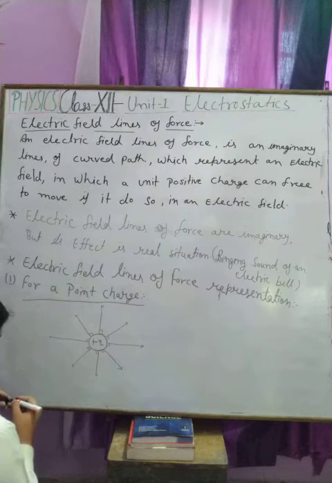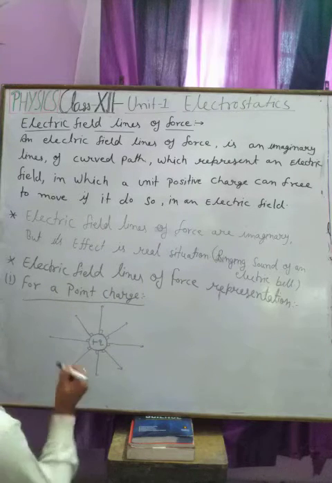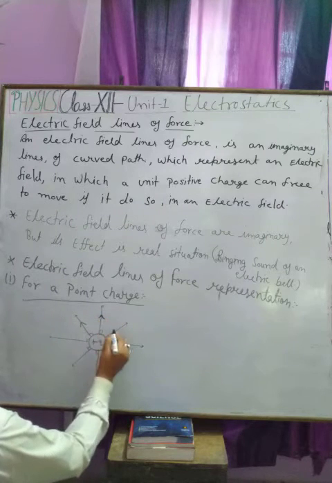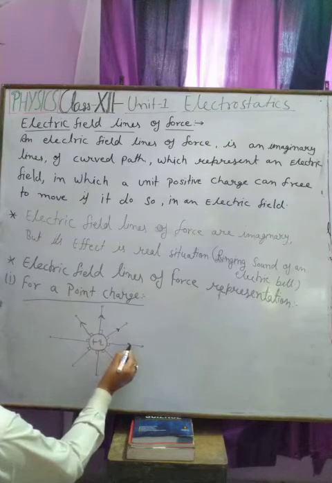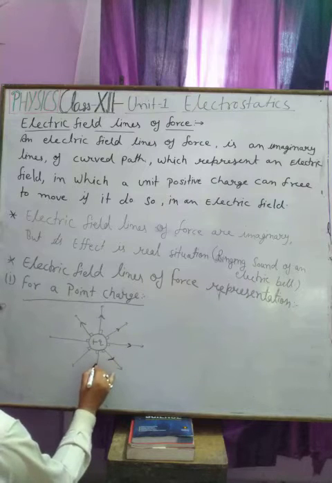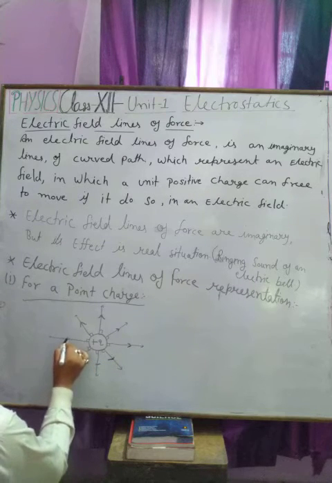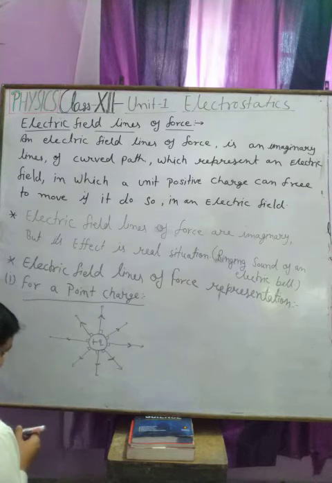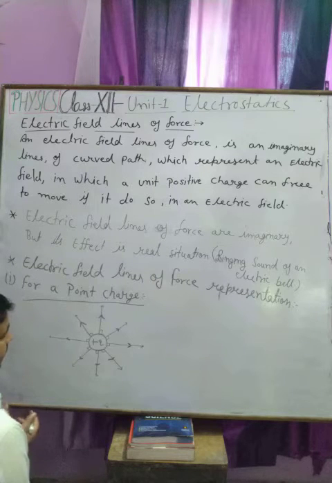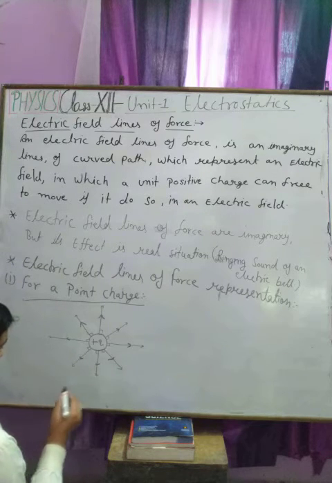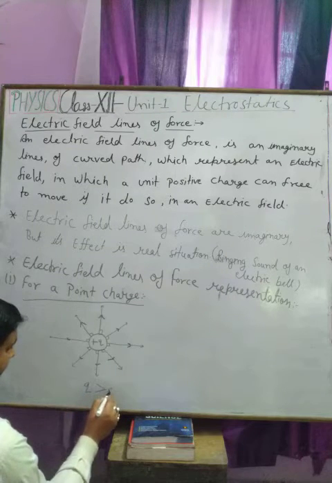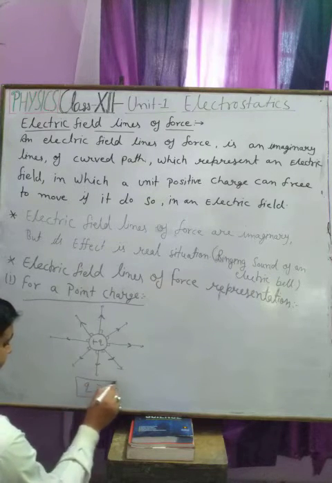Clear, student? So we can say that the field lines for a positive charge are perpendicular to the surface of the charge, and they go radially outward when the charge is positive.